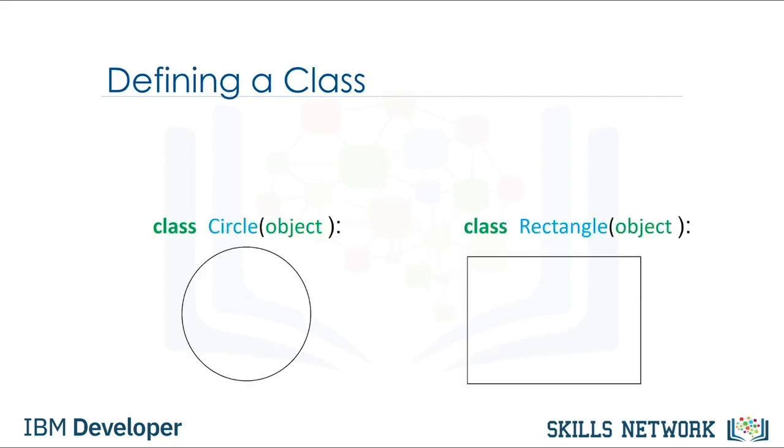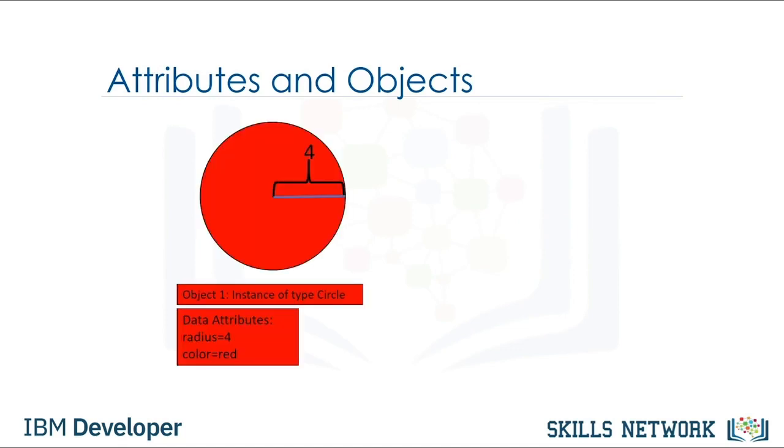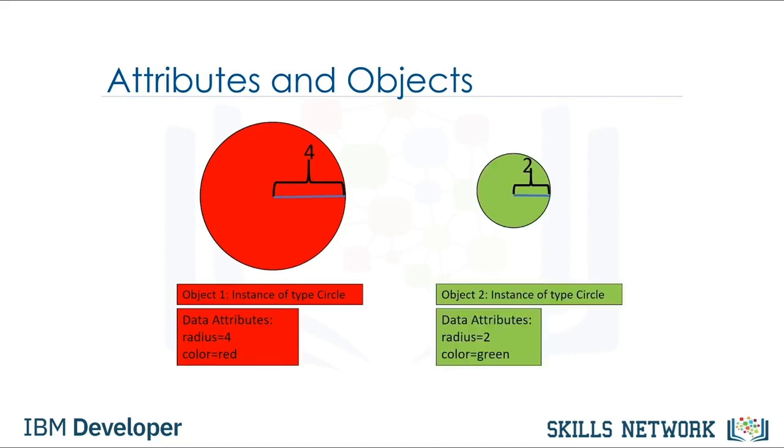Classes are outlines; we have to set the attributes to create objects. We can create an object that is an instance of type circle. The color data attribute is red, and the data attribute radius is 4. We can also create a second object that is an instance of type circle.